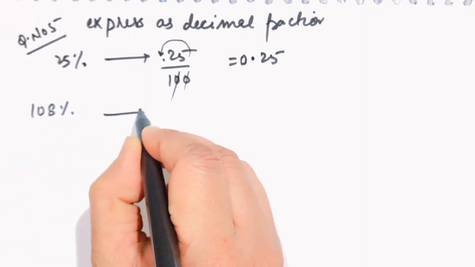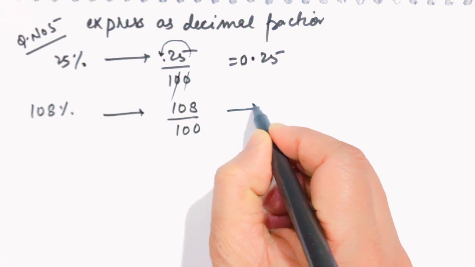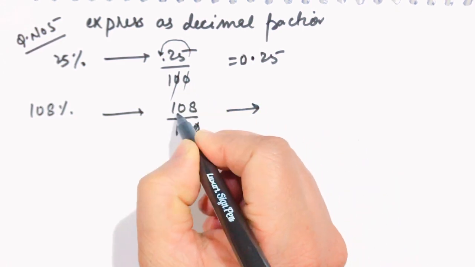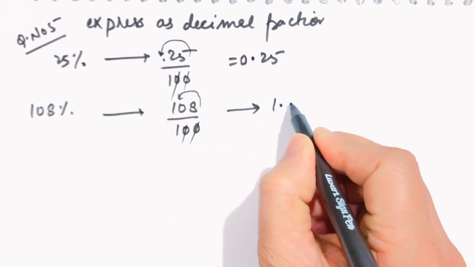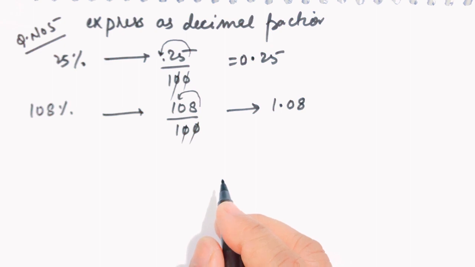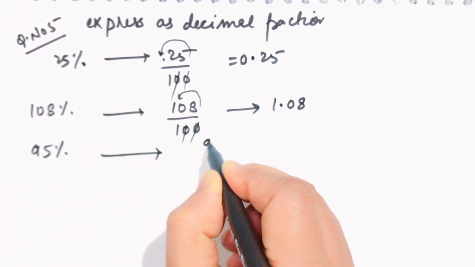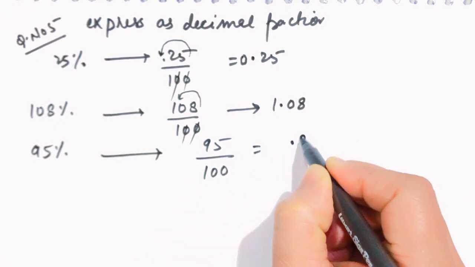108%, the same thing. 108 by 100 means the decimal will move two places towards the left hand side, that will be equal to 1.08. Similarly, 95%, the same thing. 95 by 100 means 0.95.